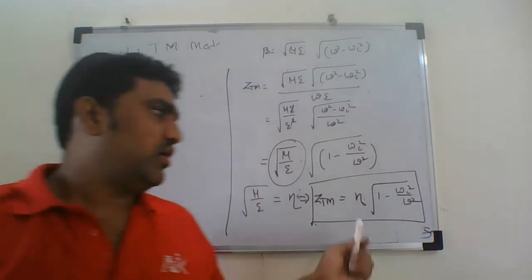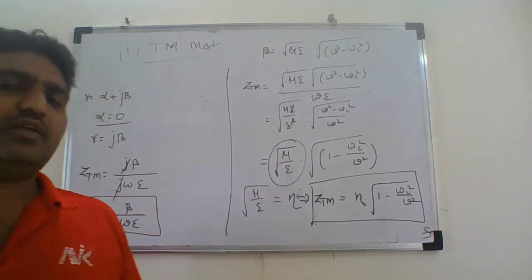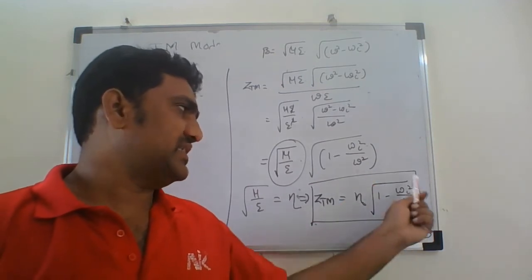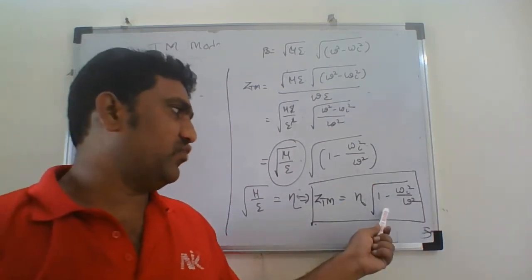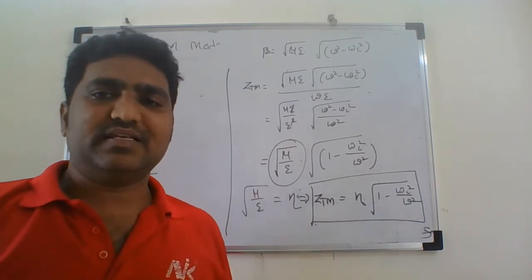From this equation we can observe that eta is getting multiplied by some value which is always less than 1, isn't it? So omega c square by omega square will be less than 1.